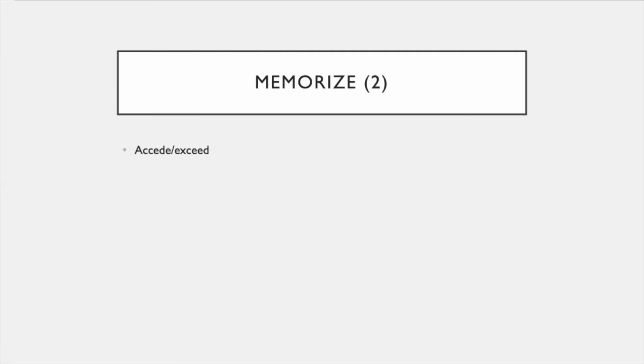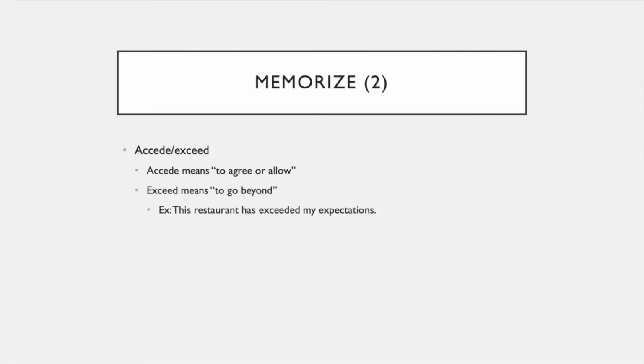Okay, next we have accede and exceed. So accede means to agree or to allow. And then exceed means to go beyond something. So an example would be: this restaurant has exceeded my expectations. It has gone beyond my expectations. It's great.